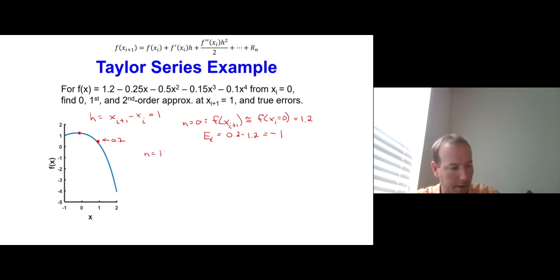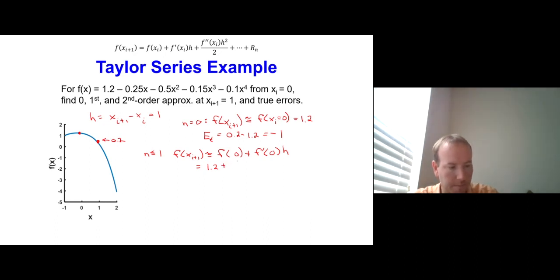Let's look at what happens with a first order approximation. So in a first order approximation, that is f of 0 plus f prime of 0 times our step size right here, okay? And so f of 0 we had already solved is 1.2.